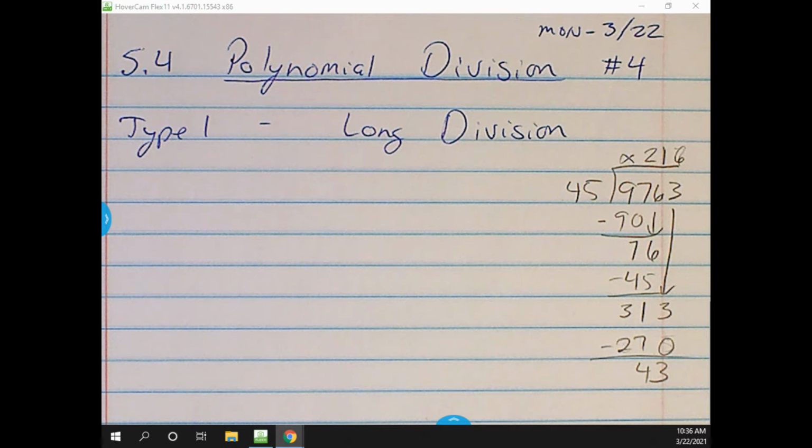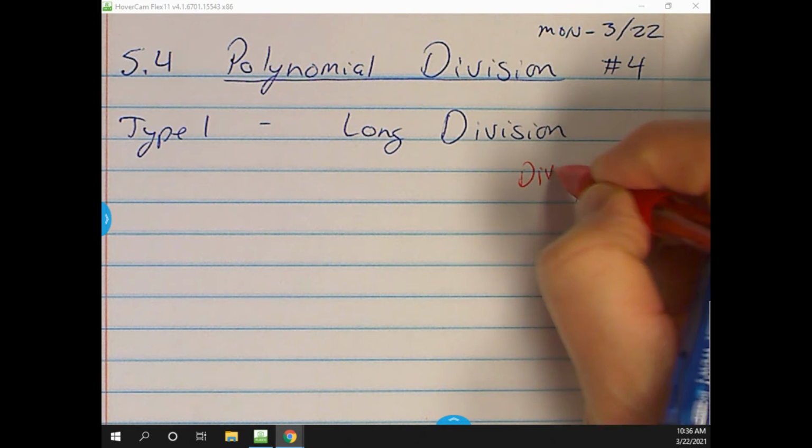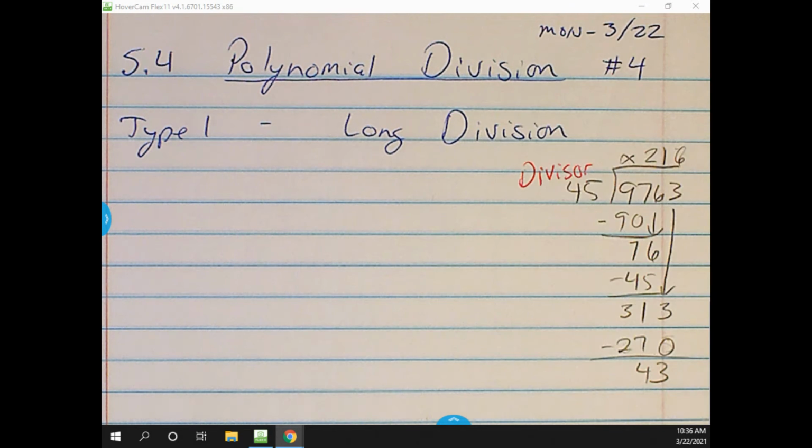Now a couple of things you need to remember on this one. The number you divide by on the outside, that is the divisor. The number that's on the inside, that's the dividend.